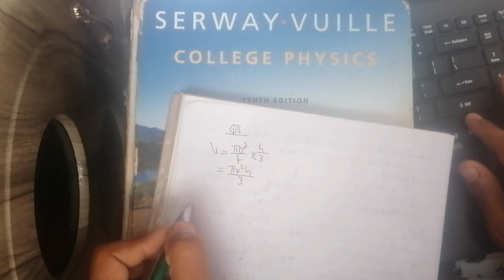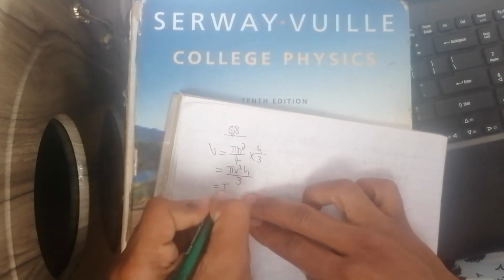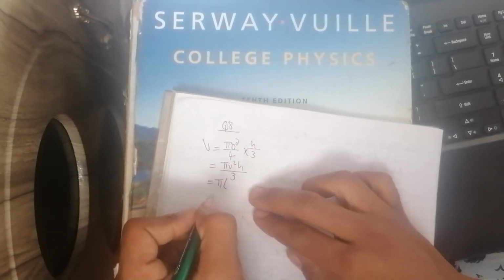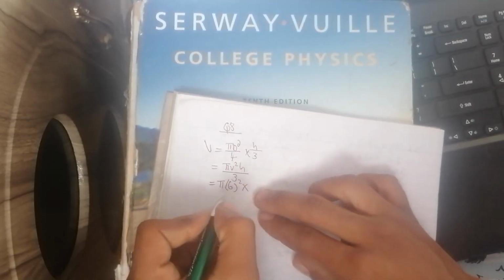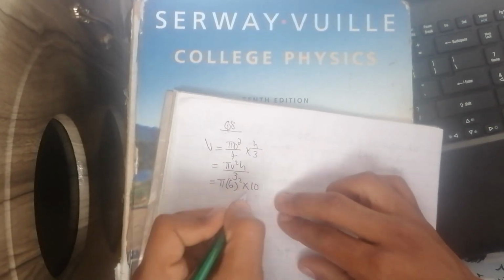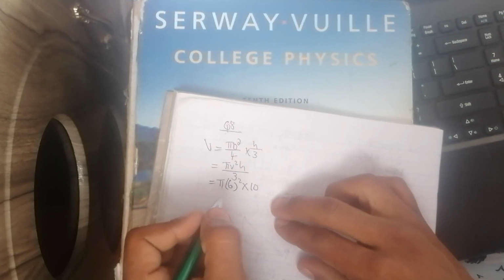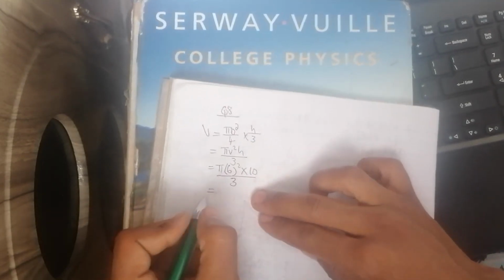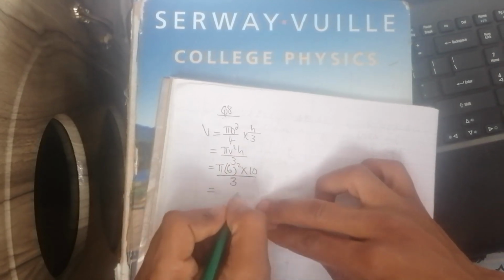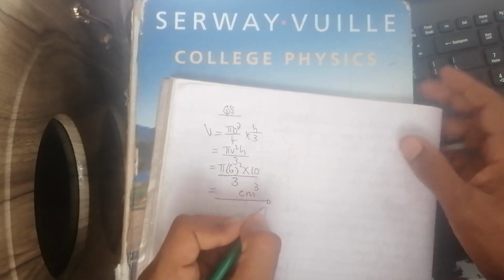Let's write down the data that is provided. We have pi. Do we have the radius? Yes, the radius is 6 squared. The perpendicular height is 10, and the units are the same, 6 centimeters and 10 centimeters. And I'm going to divide this by 3. Now you will find a value in cubic centimeters.